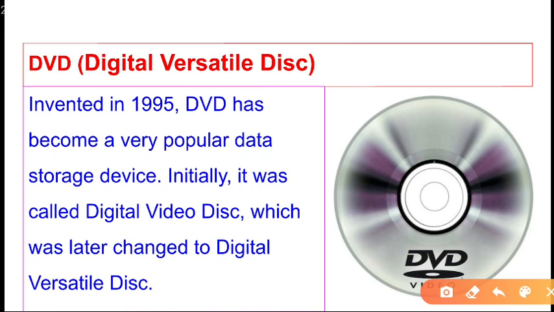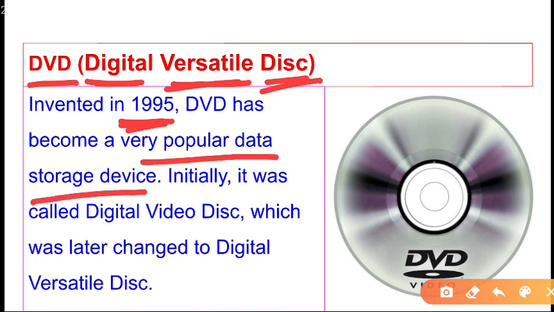Next, DVD. What is DVD? The next type of storage device is called the DVD. The full form of DVD is digital versatile disc. DVD was invented in the year 1995, and then it became a very popular storage device. Initially it was called digital video disc. So see, this is how a DVD looks, just like a CD. It looks just like a CD, but it is better than a CD.